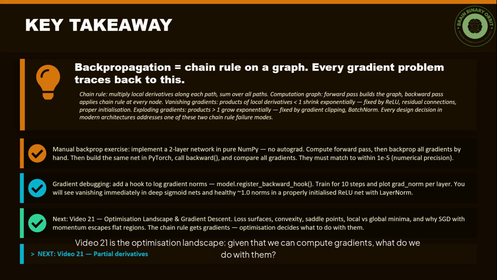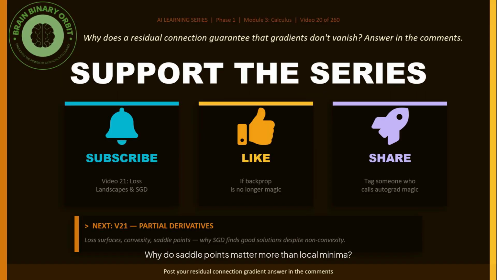Video 21 is the optimization landscape. Given that we can compute gradients, what do we do with them? Why does gradient descent find good solutions even though neural network loss surfaces are non-convex? Why do saddle points matter more than local minima?